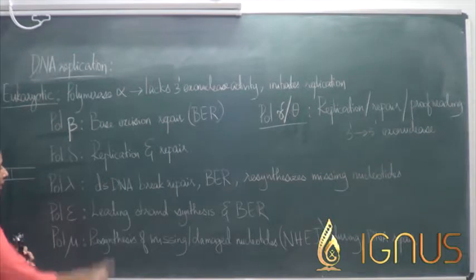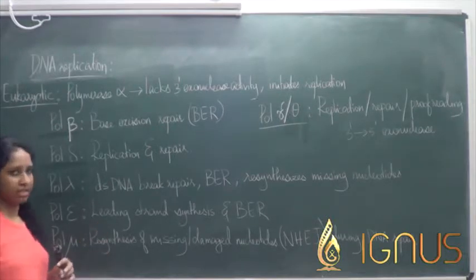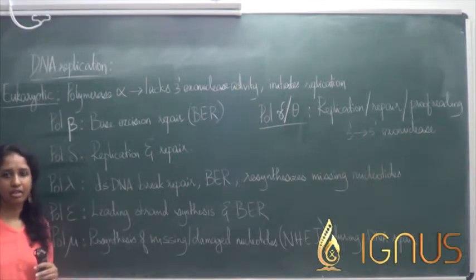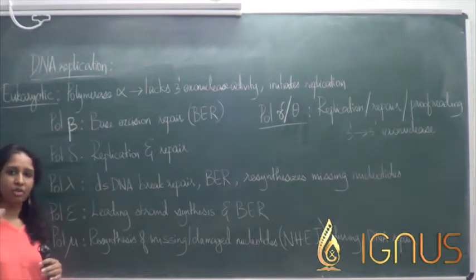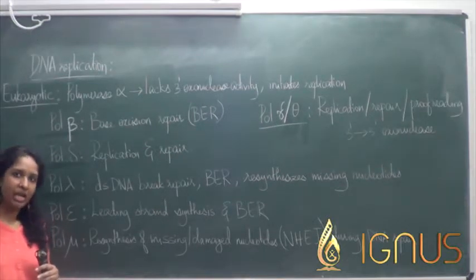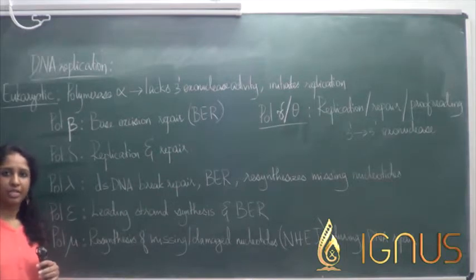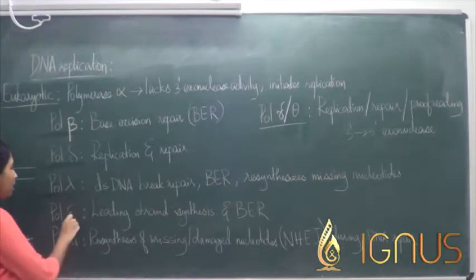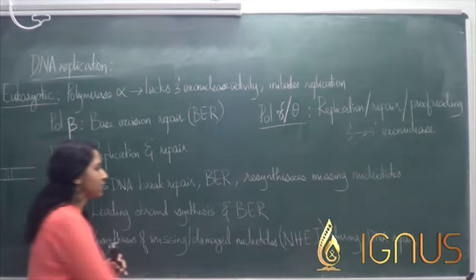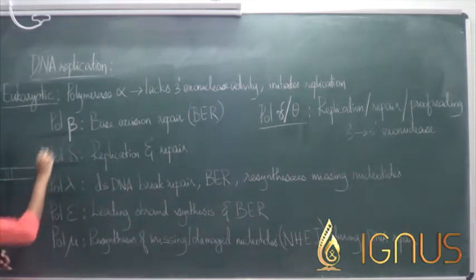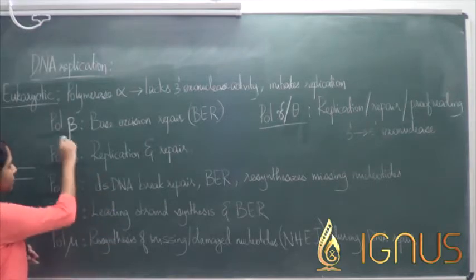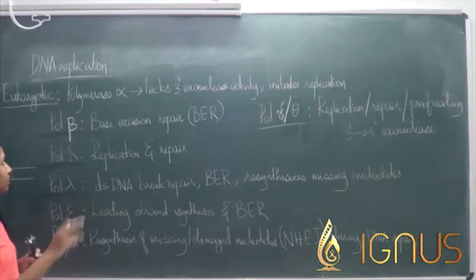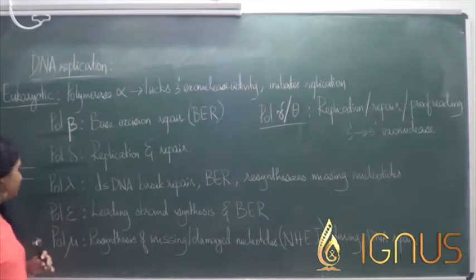Polymerase epsilon can do only leading strand synthesis. Okay, so polymerase epsilon can only do leading strand polymerase action, meaning it's going to add nucleotides onto the leading strand only. It cannot add nucleotides onto the lagging strand. That will be taken up by the other polymerases. Polymerase epsilon can also do base excision repair, but again only when polymerase beta is not present. When polymerase beta is not present, the other polymerases will take up base excision repair, but if polymerase beta is present, then it is going to do base excision repair.